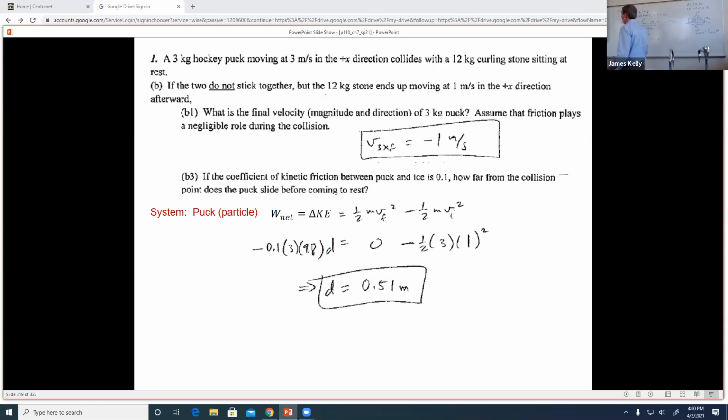So solving for d, it slides a 1/2 meter. Seems kind of ridiculous. For how fast was it moving? 1 meter per second. Only made it a 1/2 meter. That's kind of sad. Maybe ice probably doesn't have that friction coefficient, but I freely make up these numbers when I'm doing it.